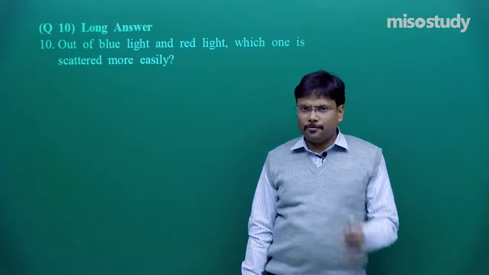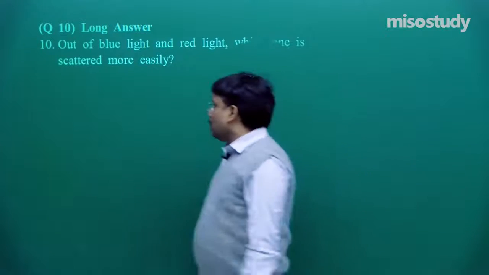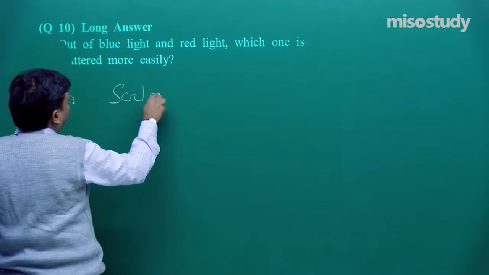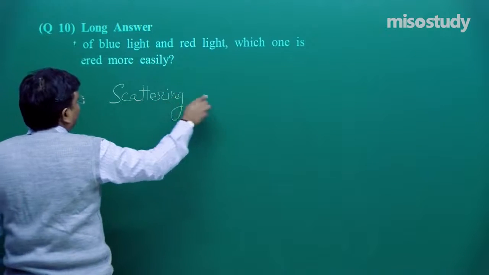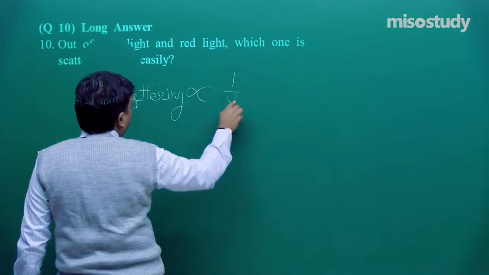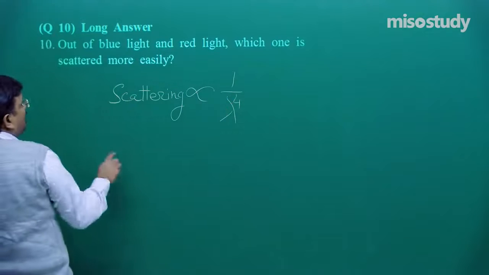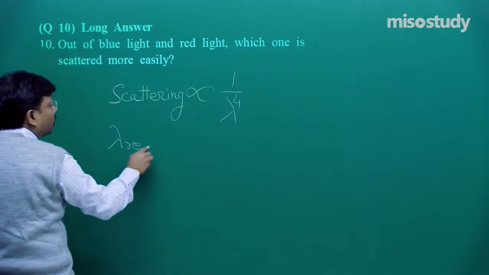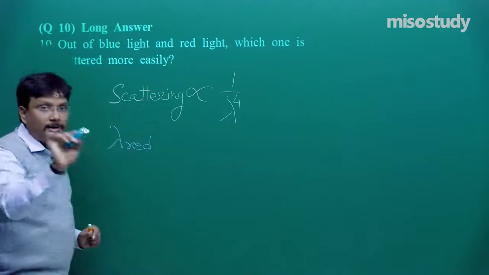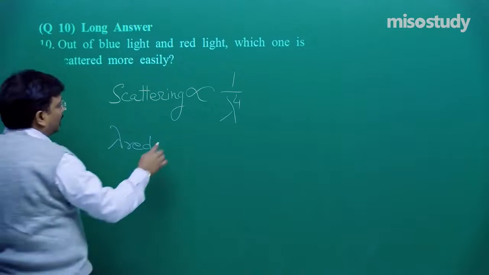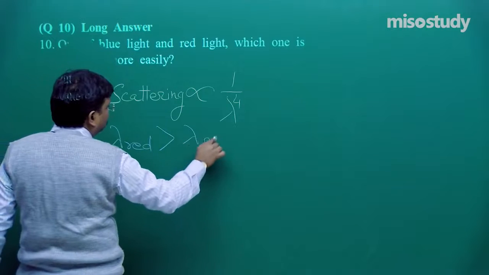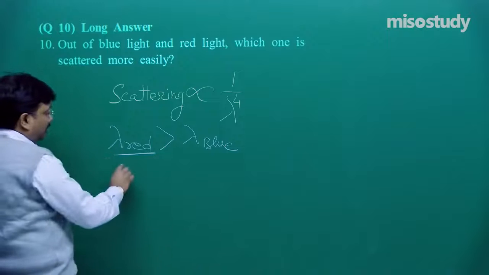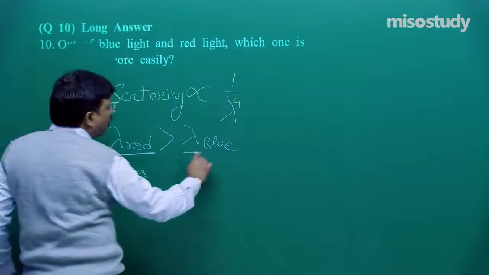And what are those many things? A few points I am going to mention. First, scattering is directly proportional to 1 upon lambda to the power 4. You know, lambda blue is less than lambda red. You need not write it like this; you can write it in words. Lambda red is greater than lambda blue, therefore red is less scattered and blue is more scattered.